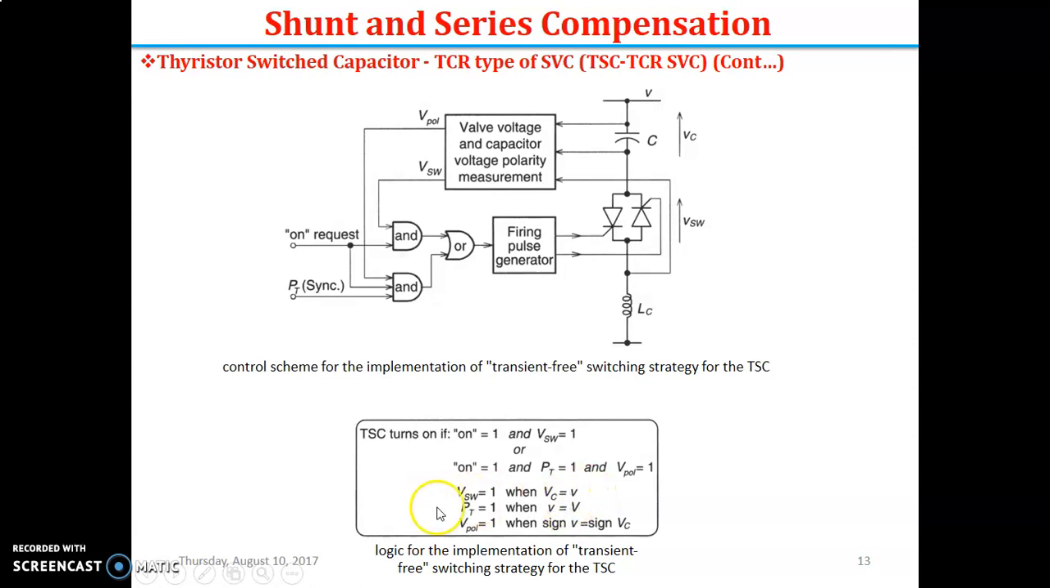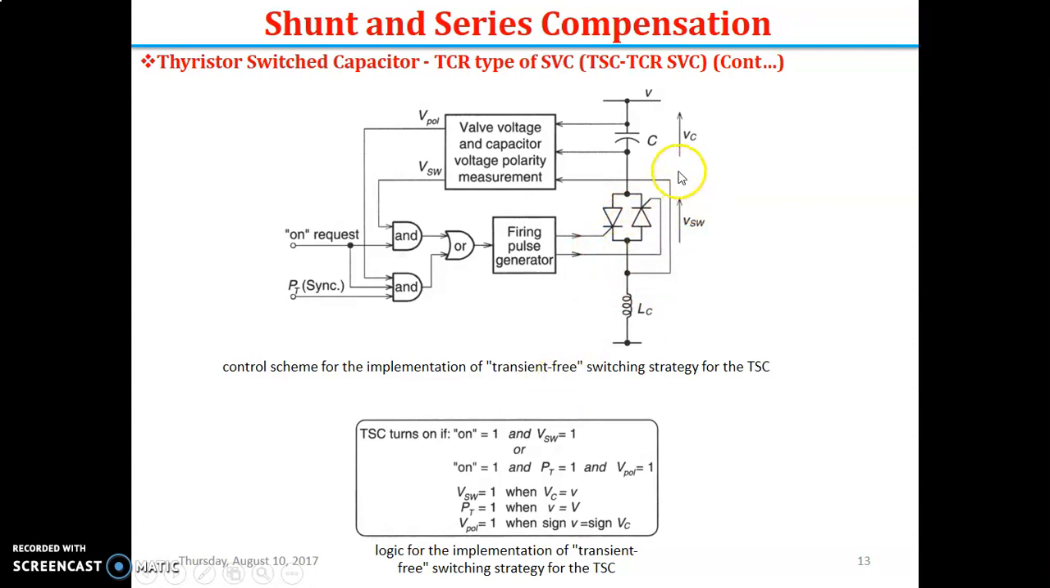Now for the first condition, if we give the on request to the TSC branch, so when we receive the on request, that is our logic on is equal to 1, and with this first condition, that voltage across the switch should be 0, that is VSW is equal to 1, then we will give the triggering pulse to this thyristor and it will switch on the TSC branch.